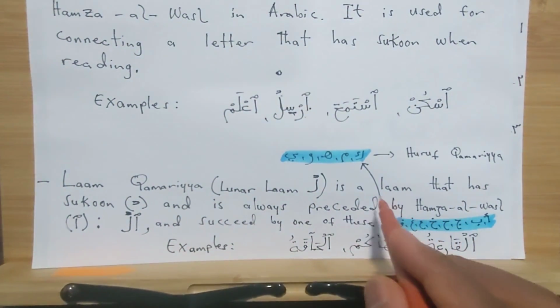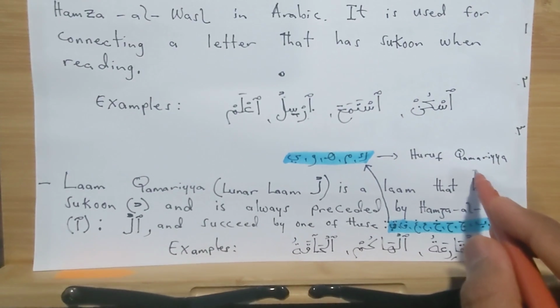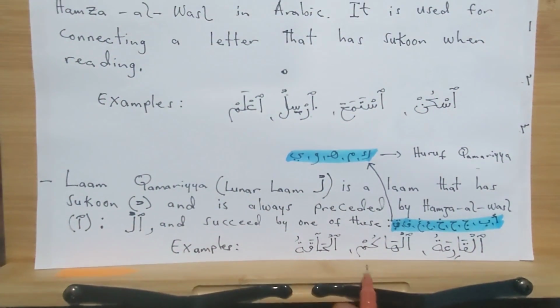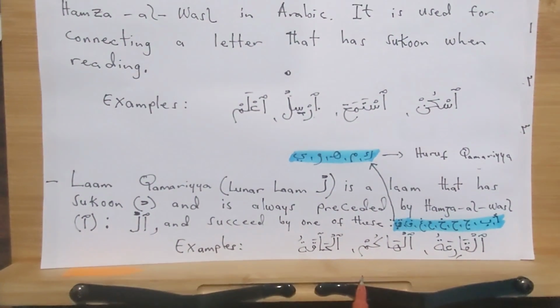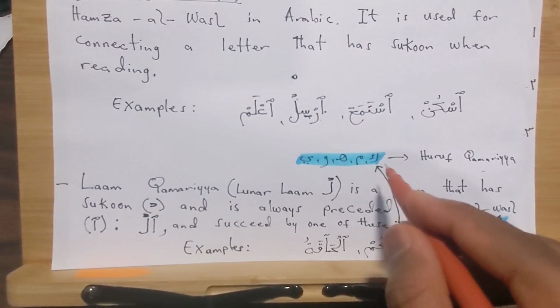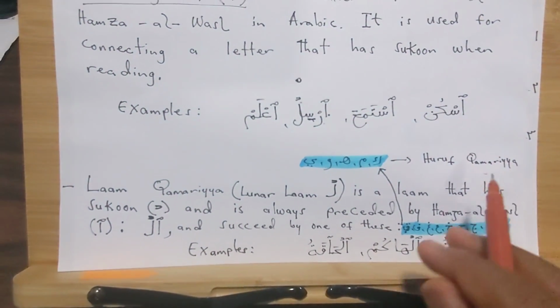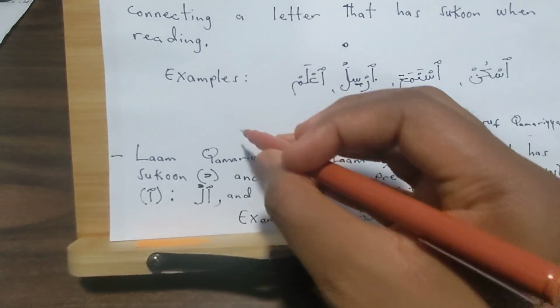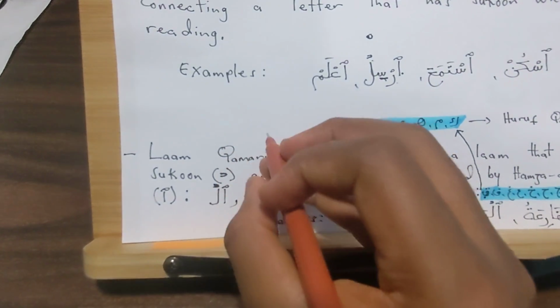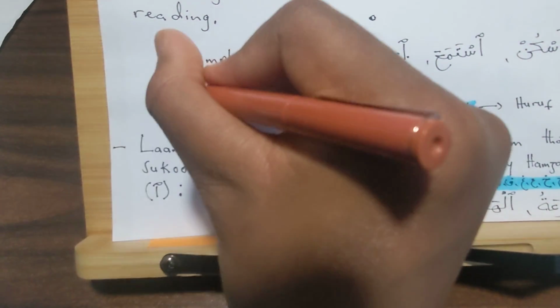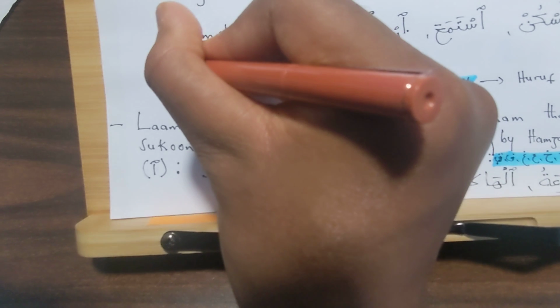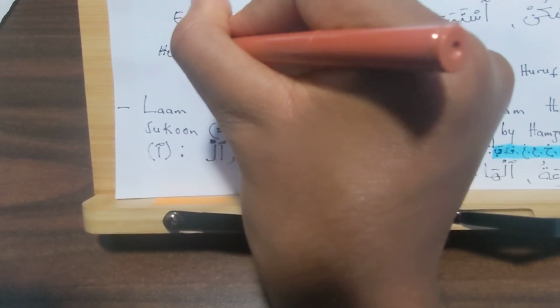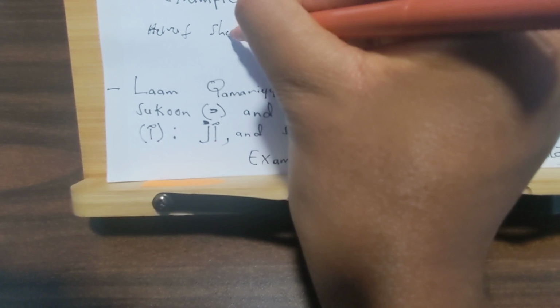So these 14 letters are the Huruf Qamariyya. And then you also have the Huruf al-Shamsiyya, the solar letters. The remaining letters of the alphabet are the Huruf al-Shamsiyya.